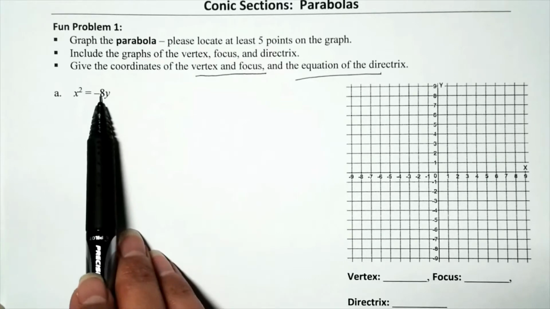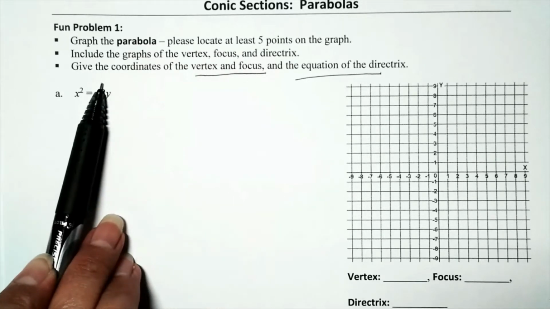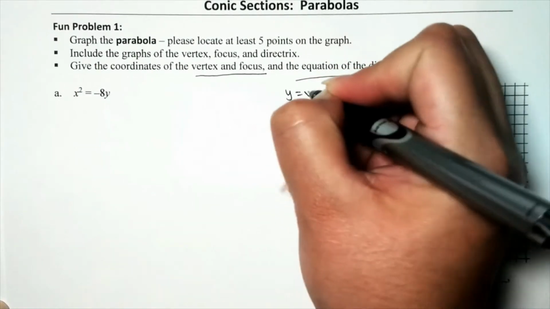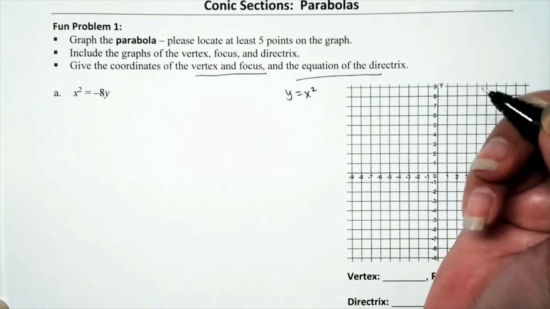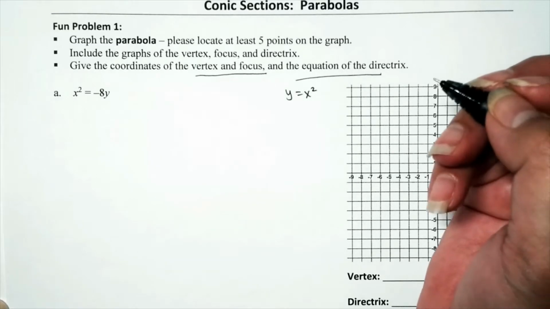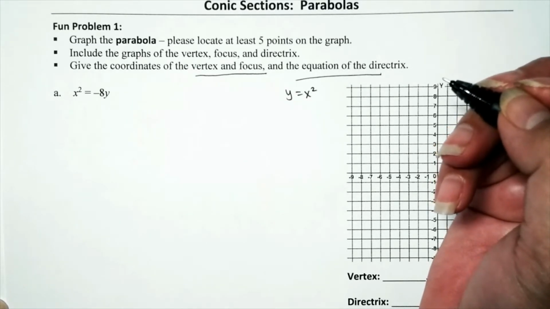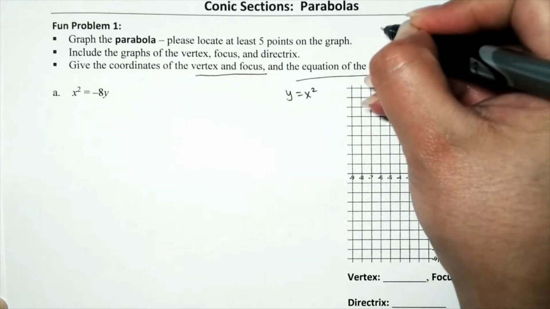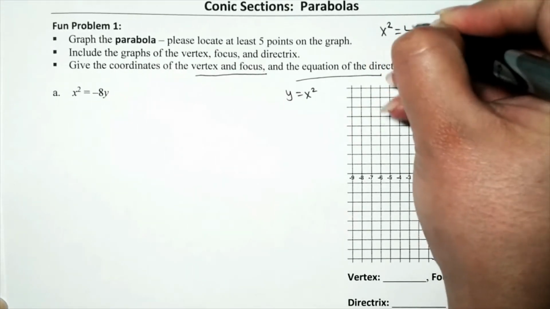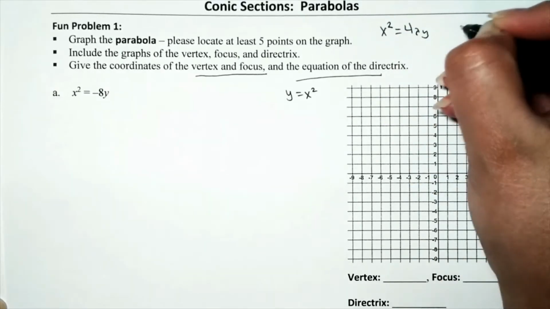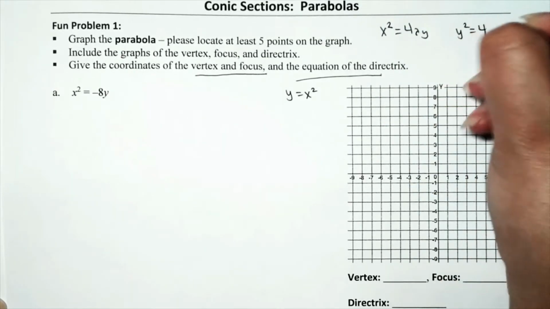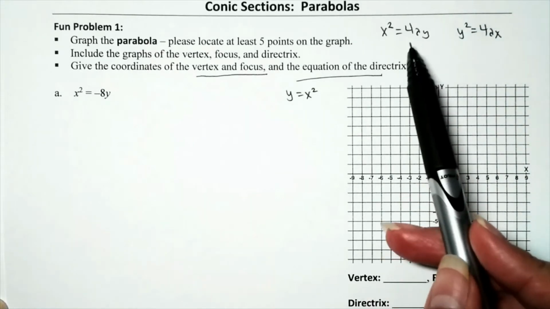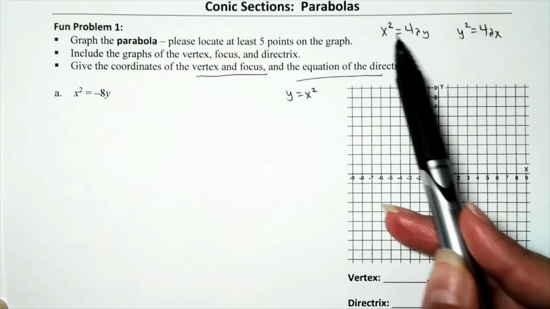So I'm going to cover up that -8, and that looks like y equals x squared. Remember, the standard equation of a parabola with vertex at the origin, that's what the book stresses, is x squared equals 4ay, or y squared equals 4ax. What I wanted to point out is, which variable gets the 4a? It's the one that doesn't have the square.